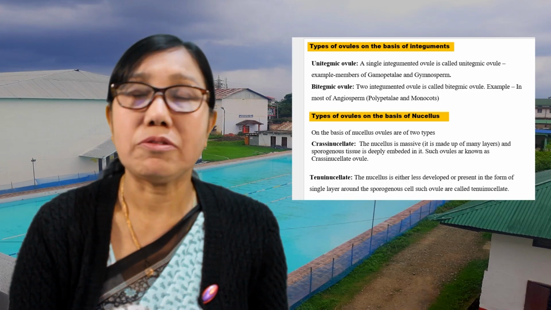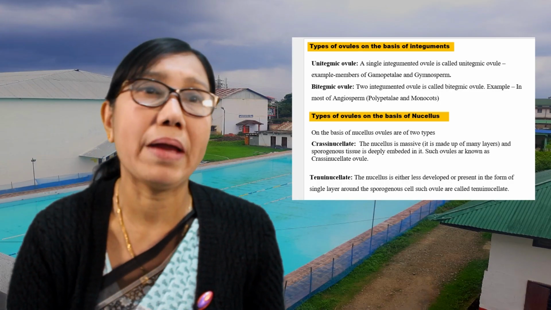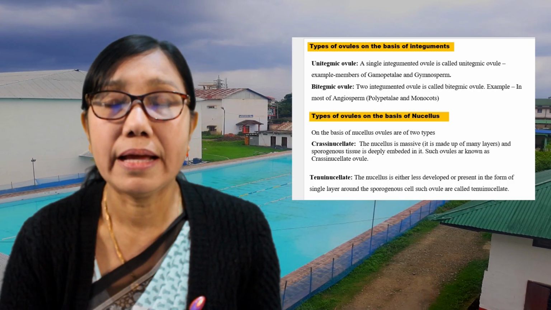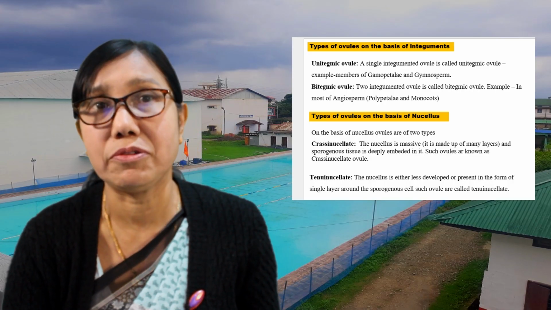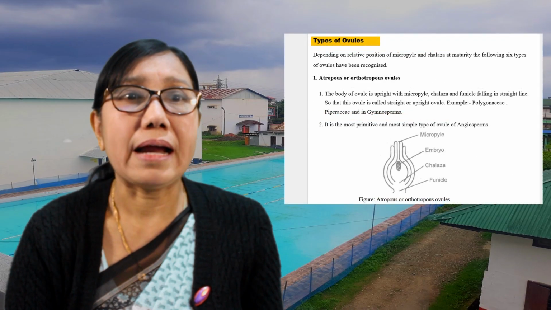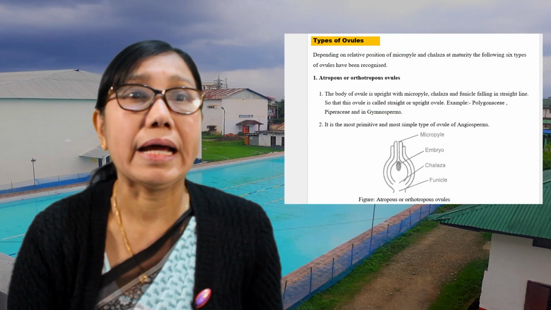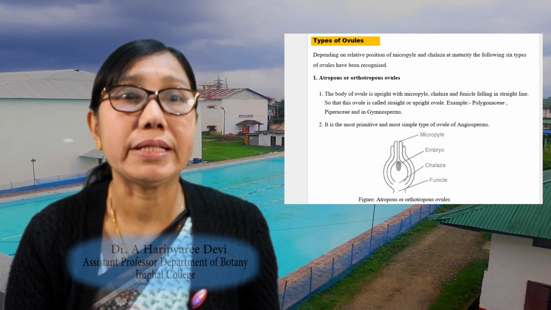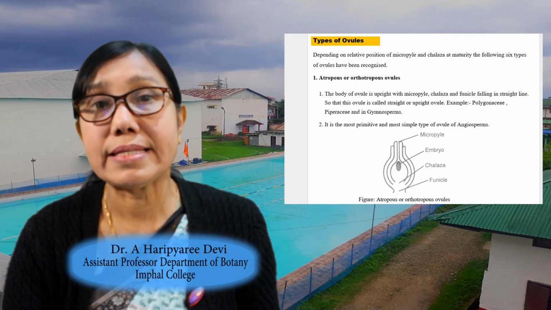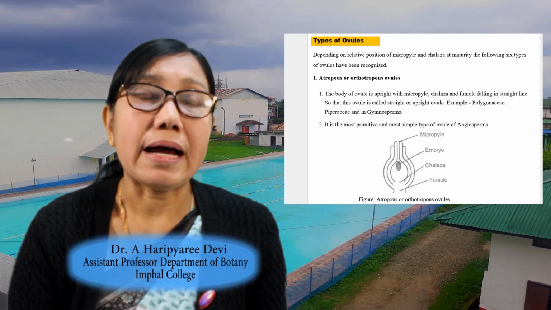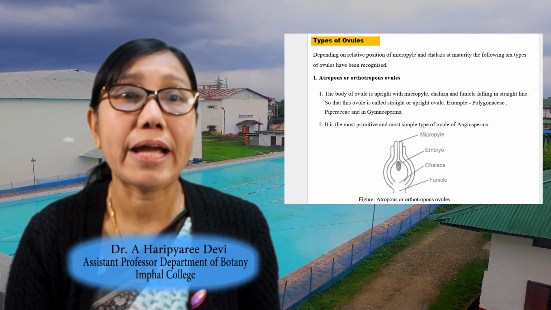So on the basis of the nucellus also, these ovules may be of two types. First is on the basis of the integument, and second is on the basis of the nucellus. Now there are many types of ovules also. It is based on the position of the micropyle and chalaza at maturity, how this micropyle and the chalaza are arranged in the ovules. These ovules are of many types. The following are the types.